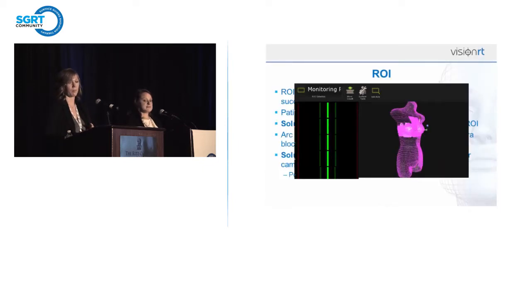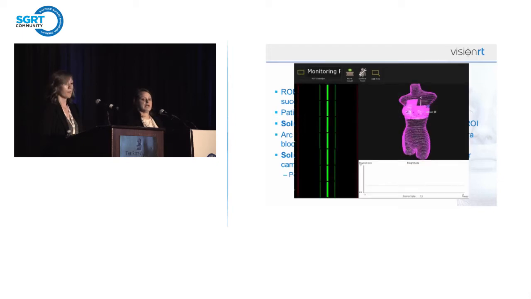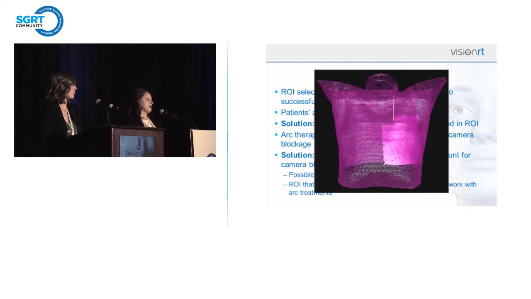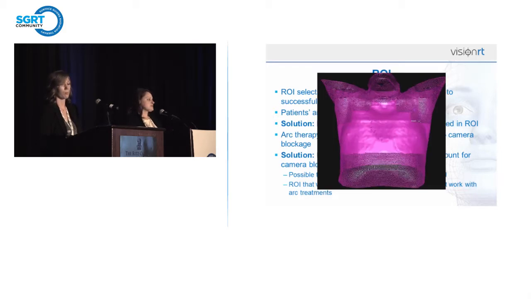But for monitoring purposes, we want to make sure that we include the ROI on the opposite side so that when the gantry is moving, it doesn't block the camera and prevent us from treating. And then obviously the information on the lateral side of what we're treating. So the ROI that works with stationary gantry angles may not work with that ARC treatment. Again, this ROI, although probably wouldn't be good even for stationary, you could get away with something like this if the patient had more topography, but you certainly want to extend that across the chest and get those laterals with the gantry rotations.